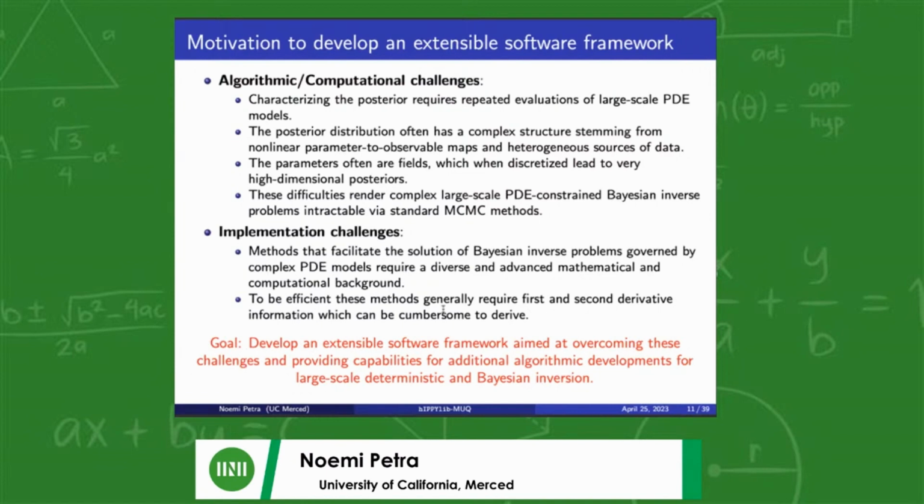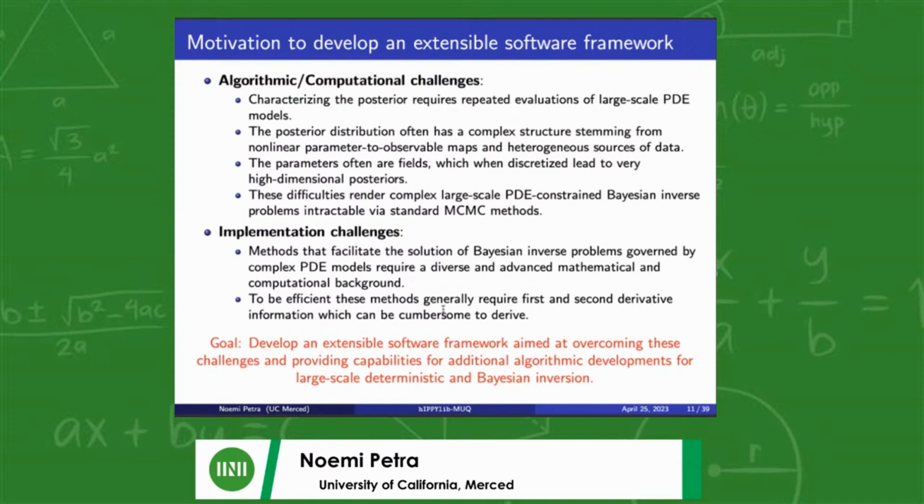computational challenges. As I already alluded to, characterizing the posterior requires repeated evaluations of the forward models, possibly large-scale PDE models. The posterior distribution often has a complex structure stemming from nonlinear parameter-to-observable mappings and heterogeneous sources of data. The parameters are often fields, which when discretized lead to very high dimensional posteriors. And so these difficulties render complex large-scale PDE-constrained Bayesian inverse problems pretty much intractable via standard MCMC methods.